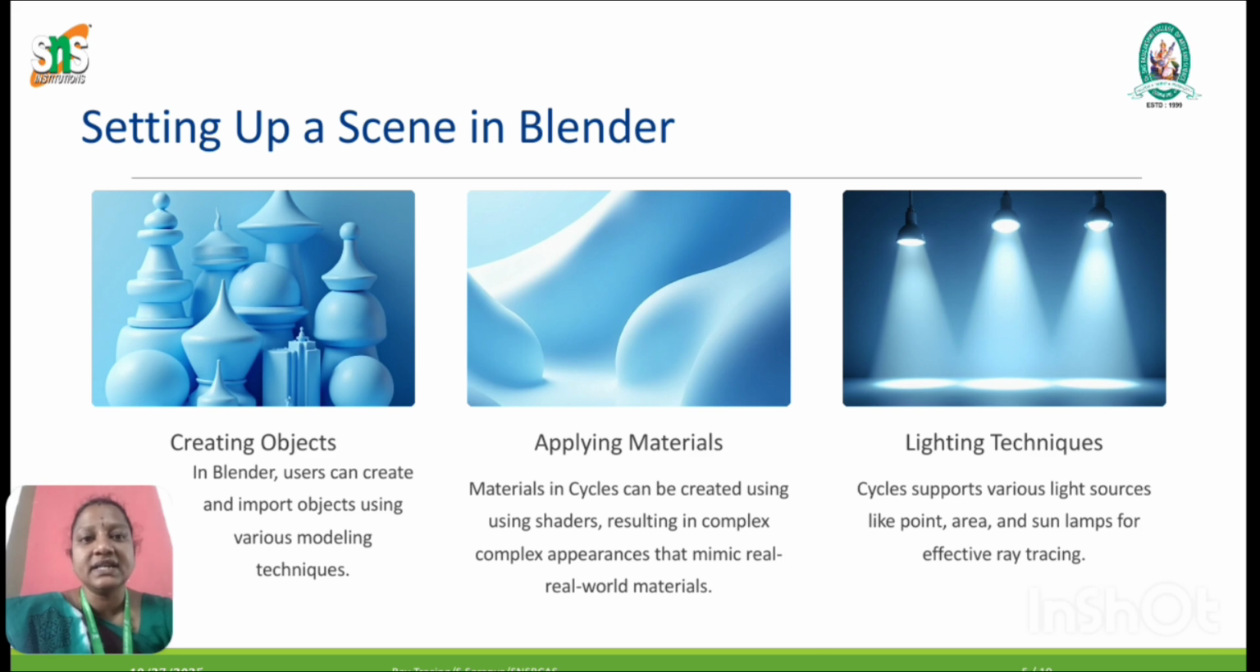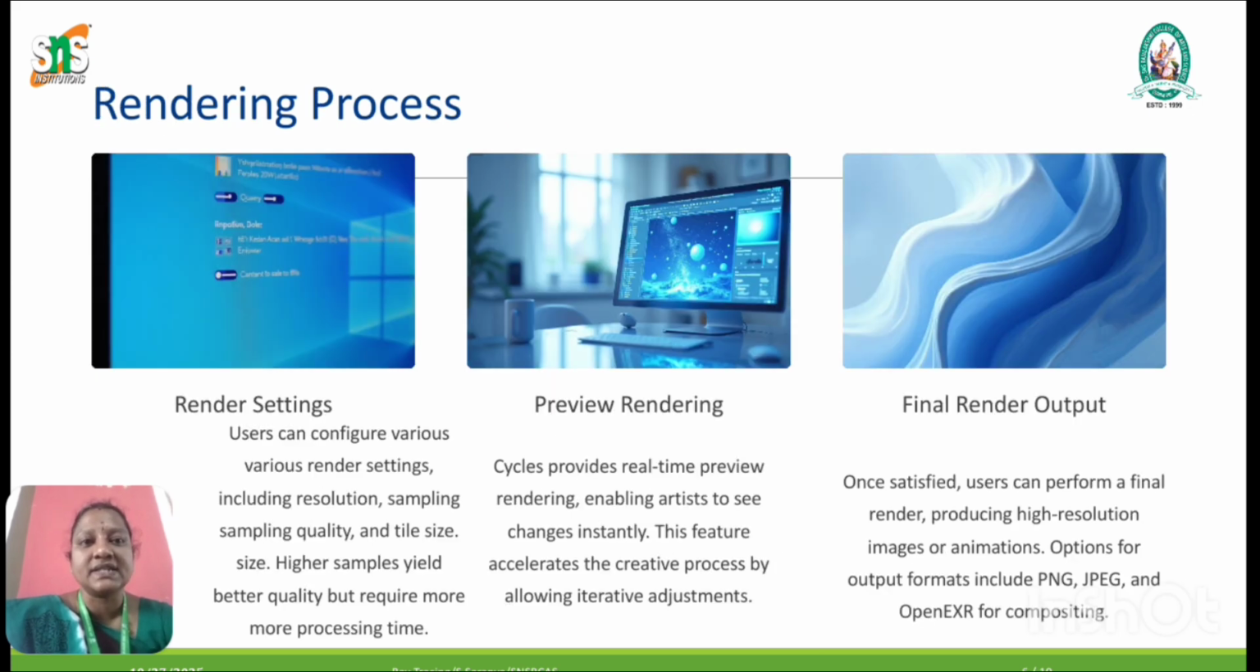Setting up a scene in Blender. Creating an object: in Blender, users can create and import an object using various modeling techniques. After that, we can apply the materials in the render screen. By using Cycles, we can create shaders with complex appearances that mimic real world materials. Next are lighting techniques. We can use various light sources like point, area and sun lamps for effective ray tracing.